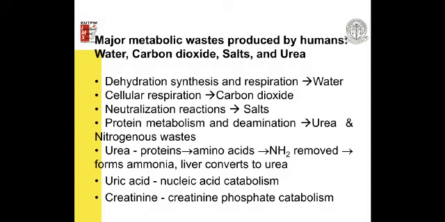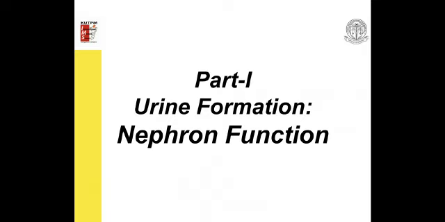Amino acids are deaminated, where ammonia is removed, and the liver converts it into urea. With nucleic acid catabolism, there is formation of uric acid, and creatine phosphate results in the formation of creatinine. So, in today's class, we'll be dealing more with urine formation.